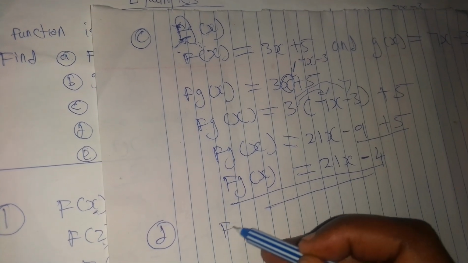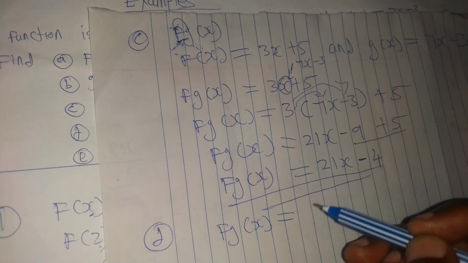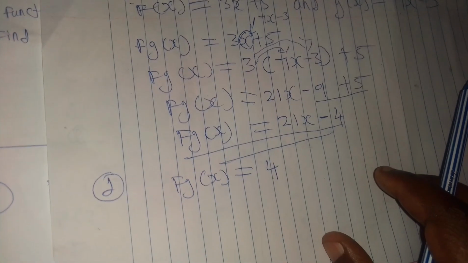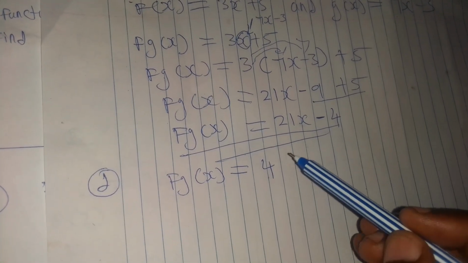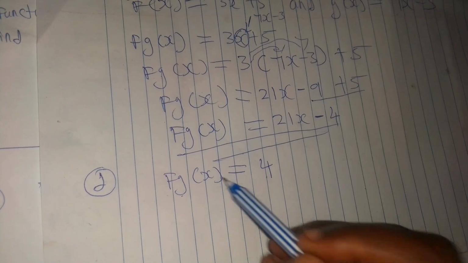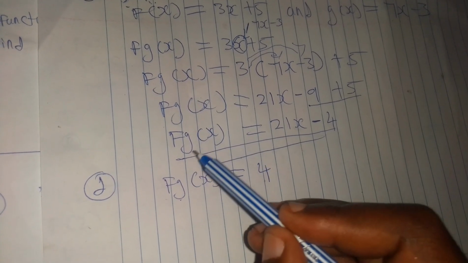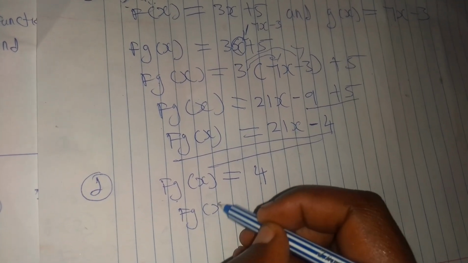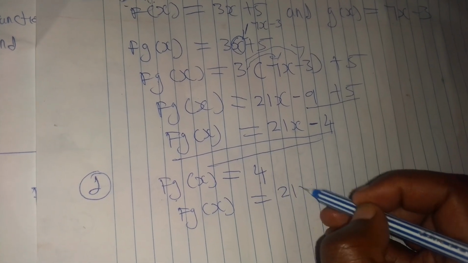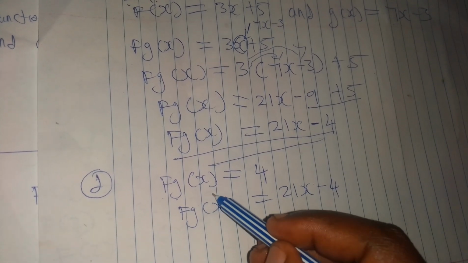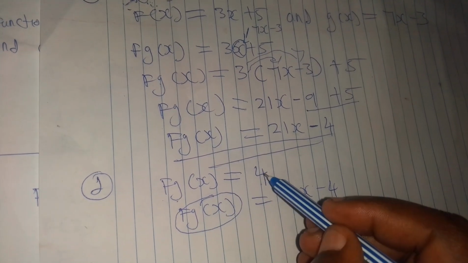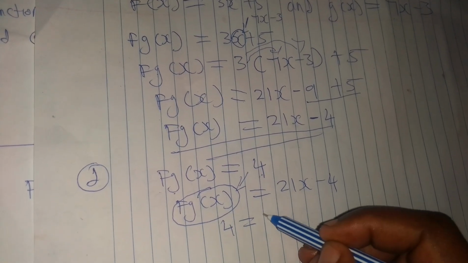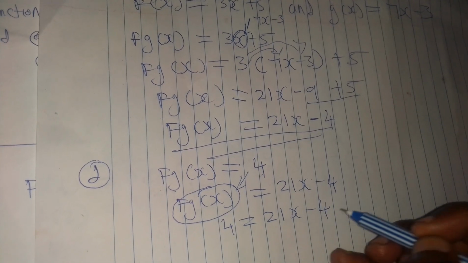They are saying fg of x is equal to 4, then they say find the value of x. What it means is that first of all you have to get fg of x. Now we have already found fg of x, which is 21x minus 4. So we say fg of x is equal to 21x minus 4. Then where there is fg of x, replace with a 4. So we say 4 equals 21x minus 4.